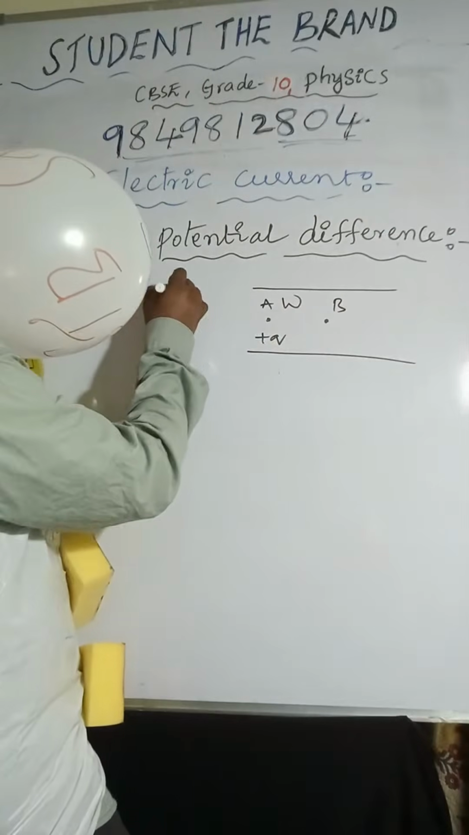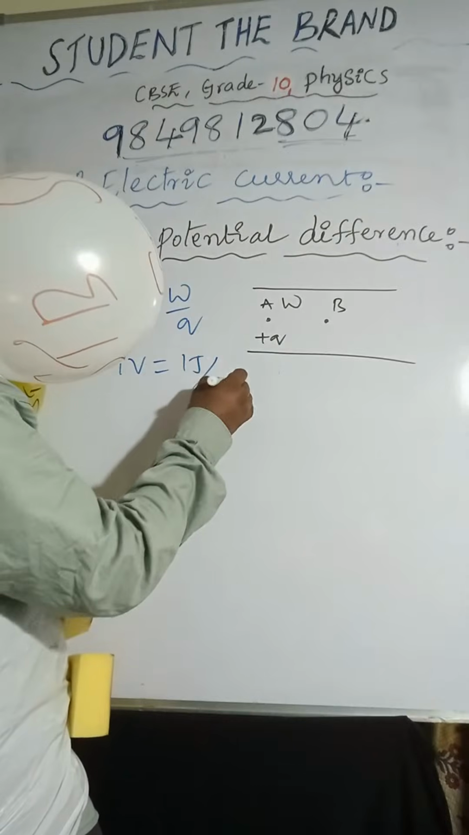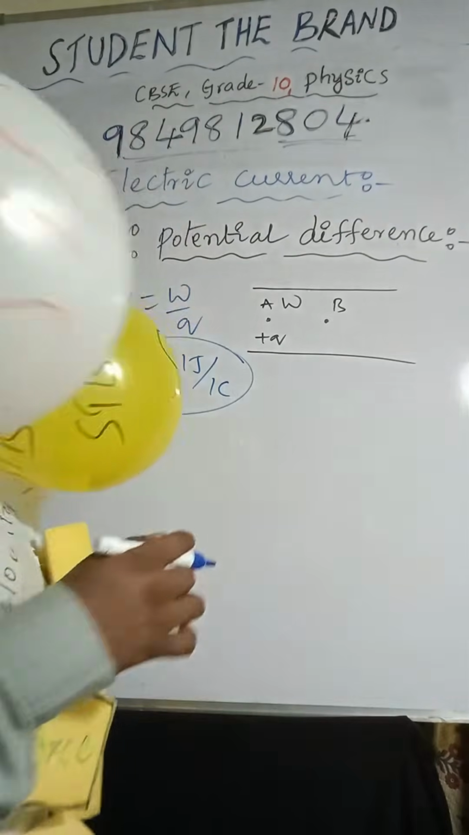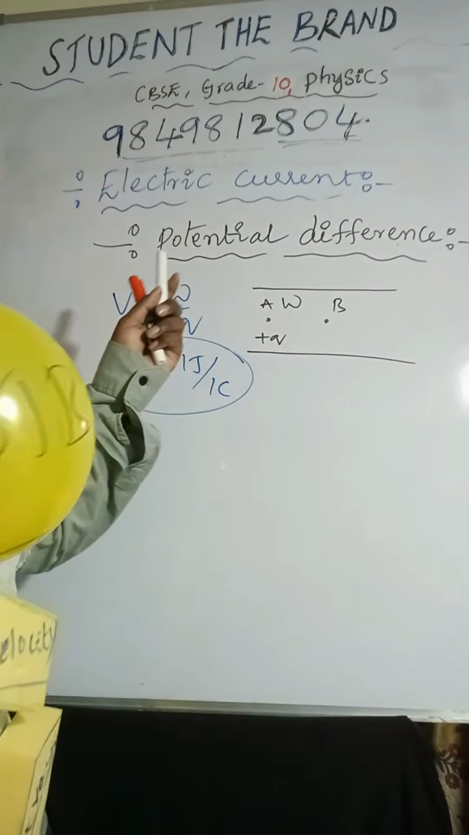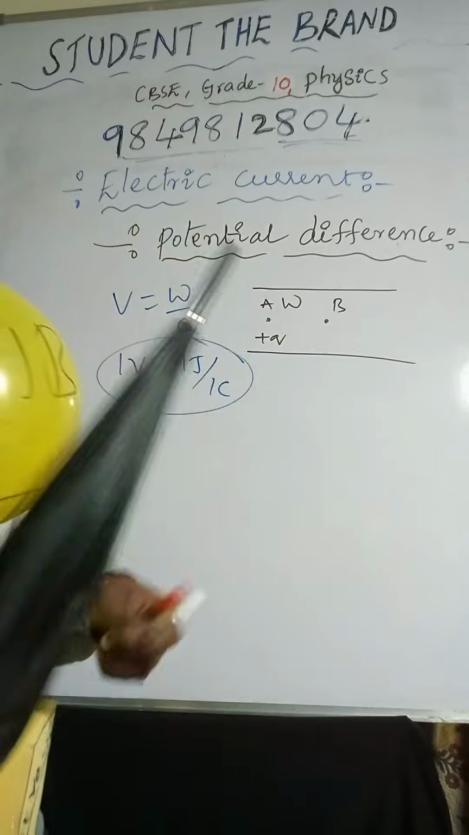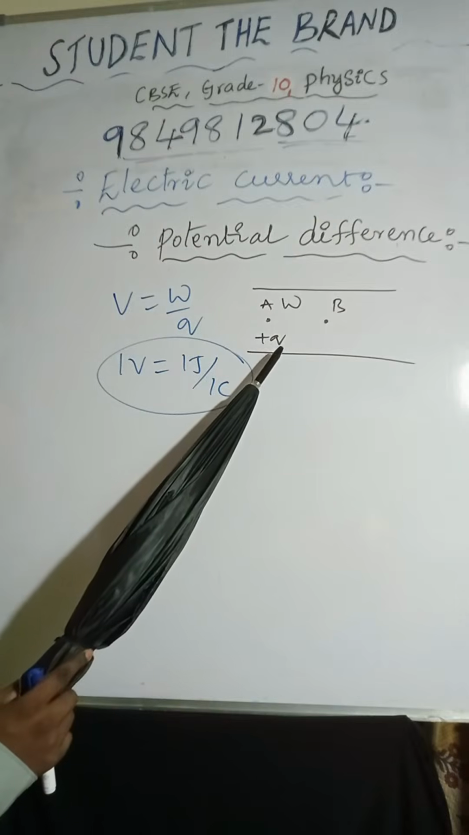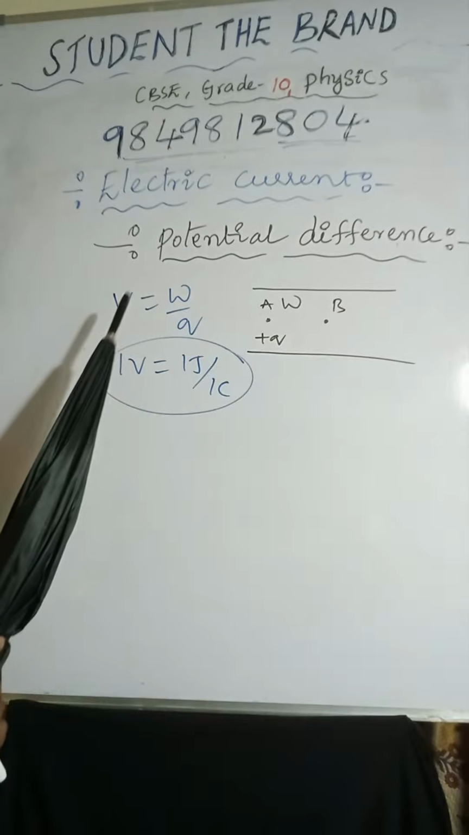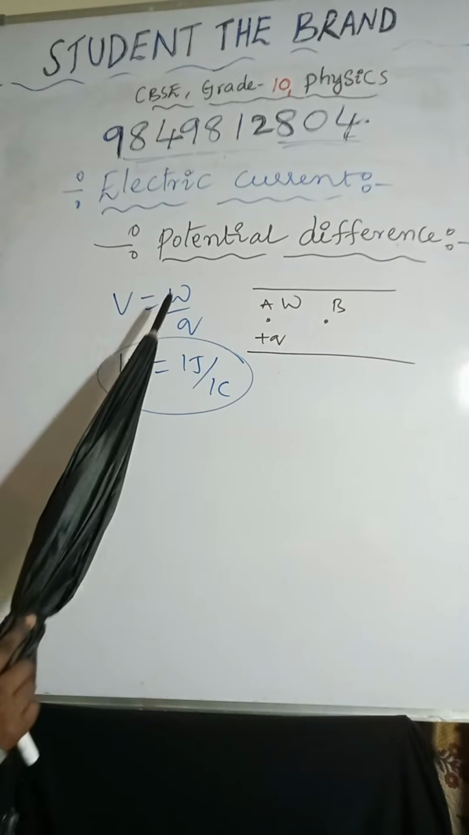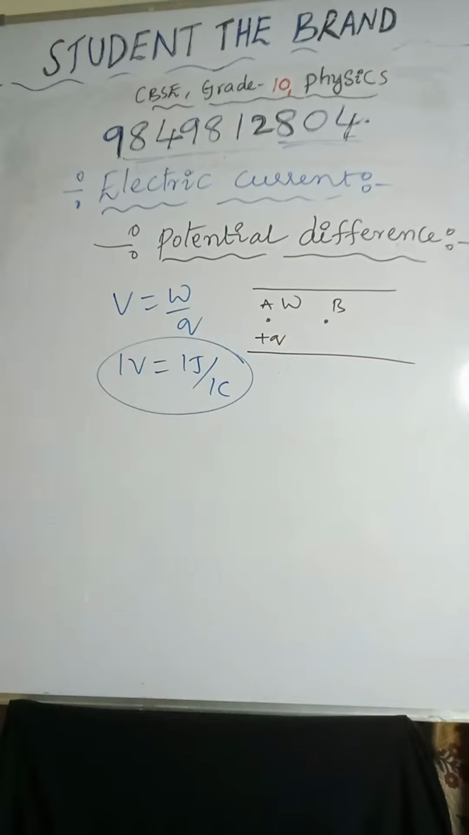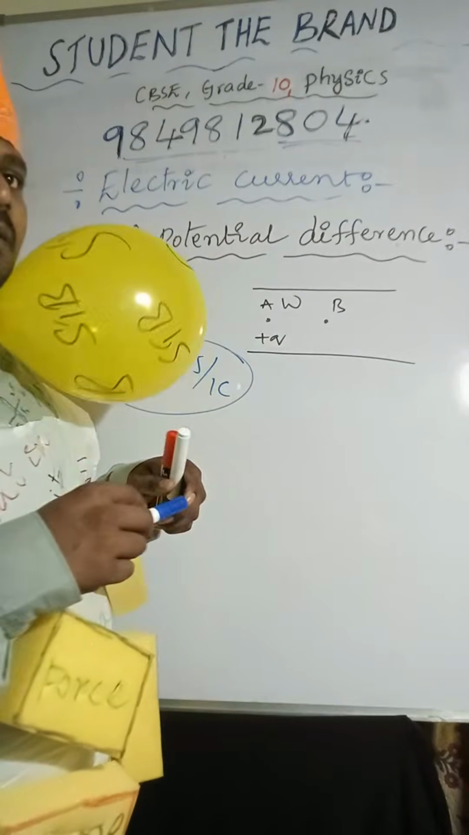V equal to W by Q. 1 volt equal to 1 joule by 1 coulomb. 1 volt is equal to 1 joule of work done to bring 1 coulomb of charge from one point to another point. So here you can observe we are doing some work to bring unit positive charge from one point to another point. V equal to W by Q. SI unit of potential difference is volt. SI unit of work is joule. SI unit of charge is coulomb. Okay, so that's enough about potential difference.